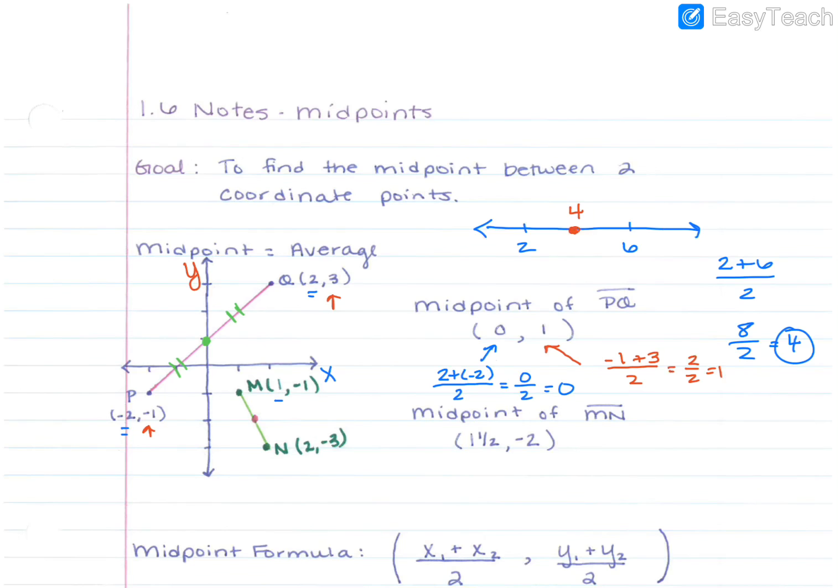So the average of 1 and 2 is going to be 1.5, which you can see right there. You would add 1 and 2 together, you get 3, cut it in half, you get 3 halves. You could write that also as 3 halves. I would not have a problem with that.